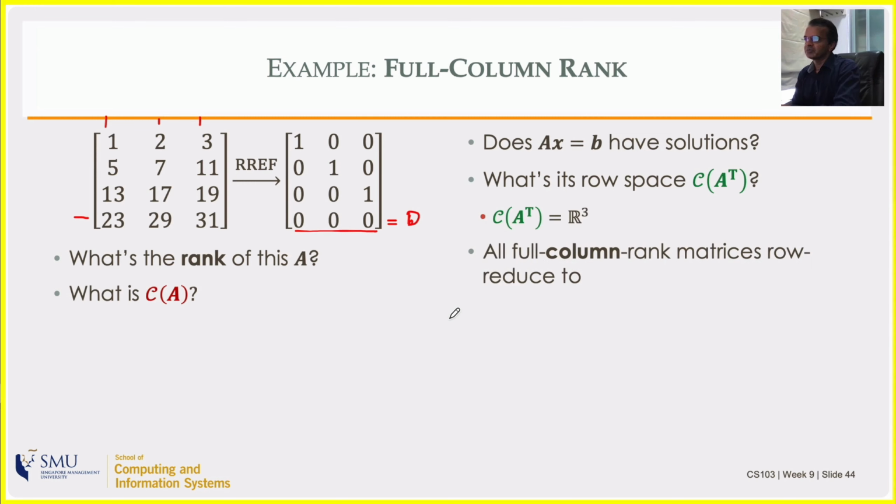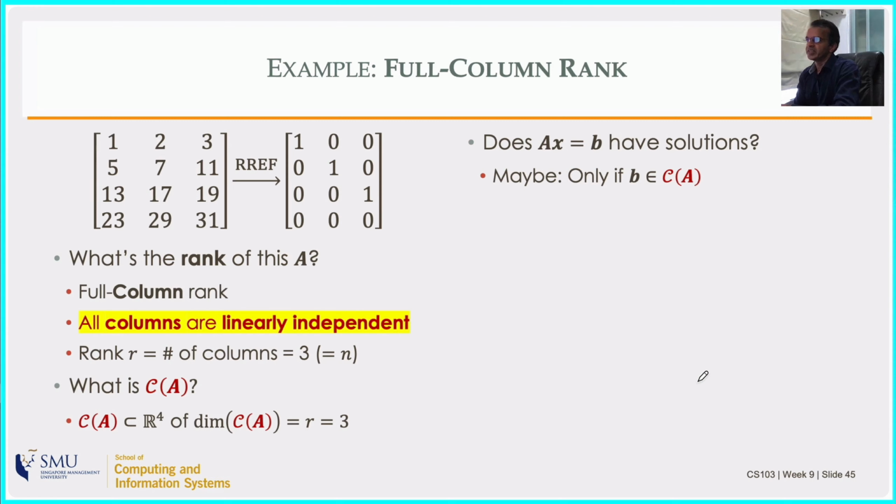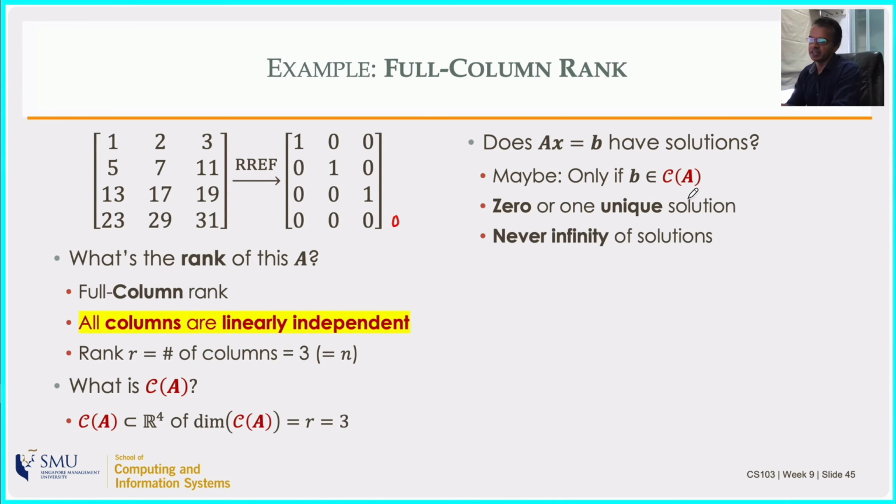So all full column rank matrices will row reduce to something like an identity matrix on top with some 0 rows in the bottom. It may have solutions if b is in the column space of the matrix, which means the last one will be equal to 0. If it is not, then 0 solutions. If b is in the column space, then 1 solution, a unique solution. Never an infinity of solutions.